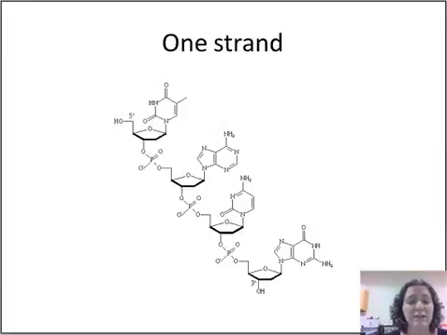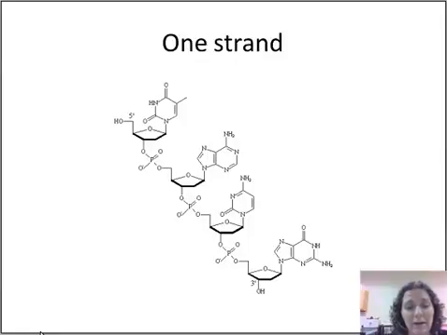Okay, so let's look at just one single strand here of a nucleic acid. Okay, to orient you, here we have deoxyribose and our phosphate group. Okay, and here's a purine. Deoxyribose, phosphate group, pyrimidine. Deoxyribose, phosphate group, purine. You get the idea. Okay.